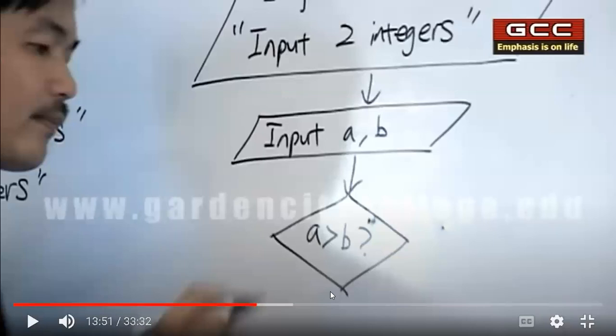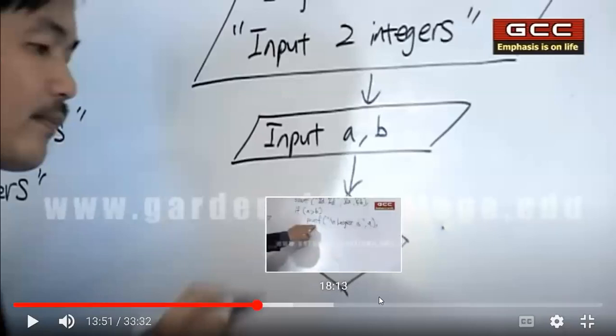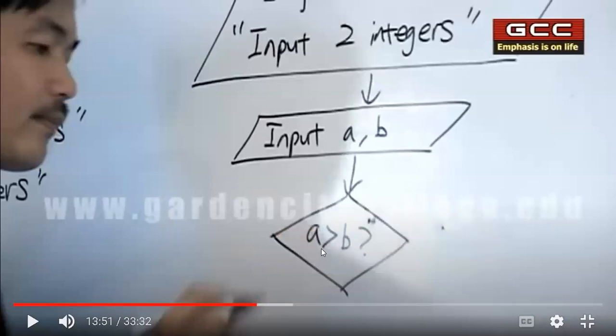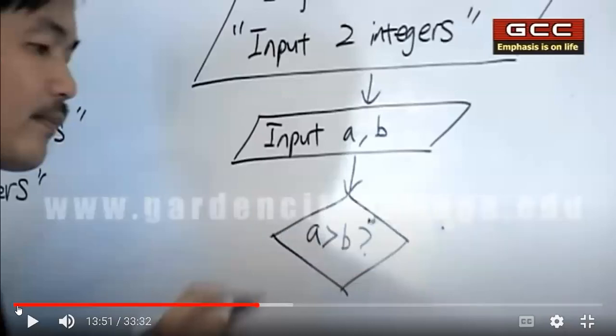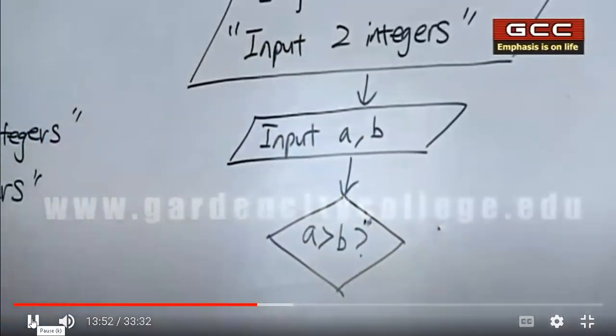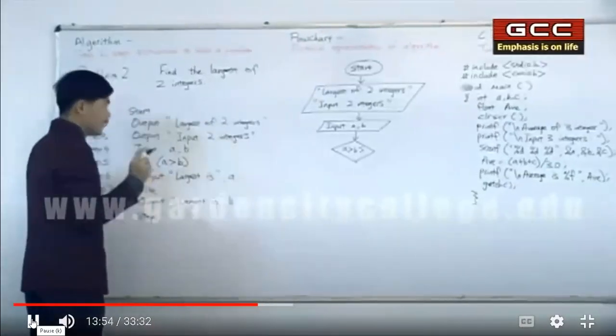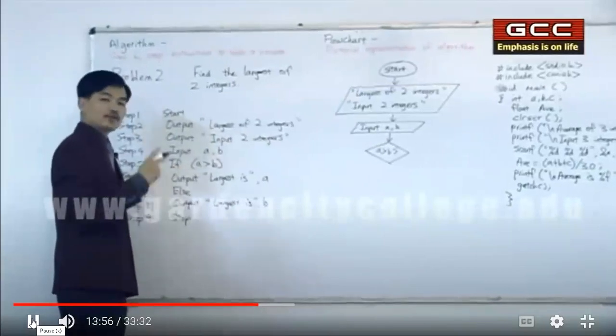Or sometimes you might draw a different box and say A less than B. Is A less than B? So if A is greater than B, you go that way. They ask it like this: is A greater than B, yes or no? Is A less than B, yes or no? We put a question mark inside the decision box. And in a decision box, we always have two outcomes.